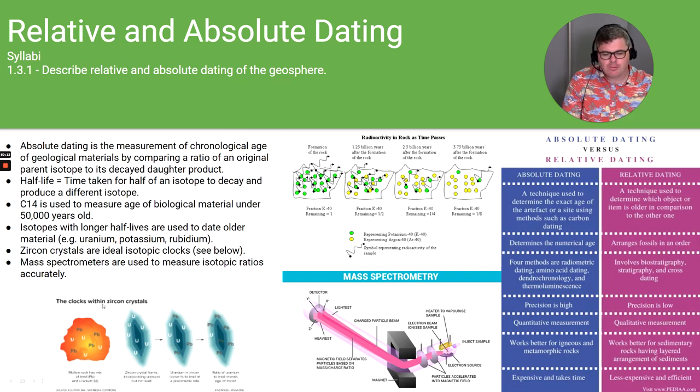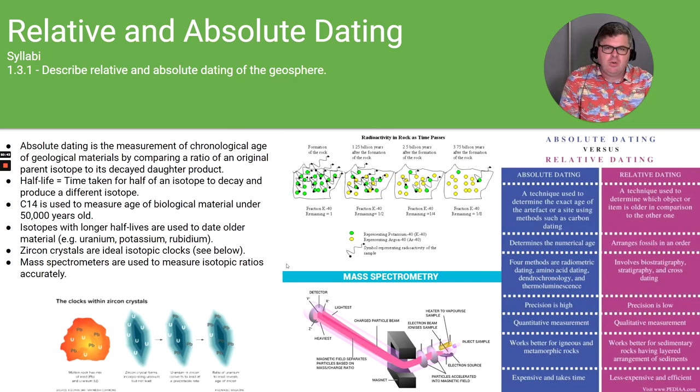When it's first formed, it pushes out any form of lead, so it only has uranium in there. Over time, that uranium that's frozen in place is slowly going to decay and form into lead. So if we know the rate that uranium decays, and we can find out how much uranium is still left in there, we can work out how long it's been since it was first formed. All right.